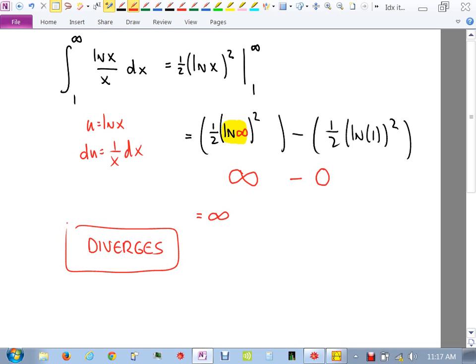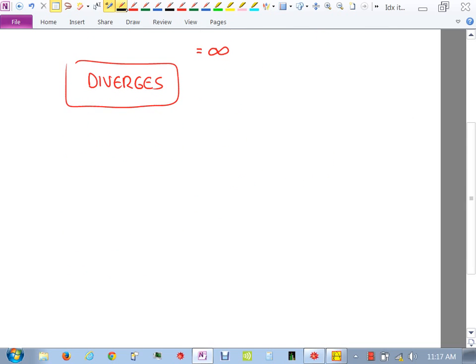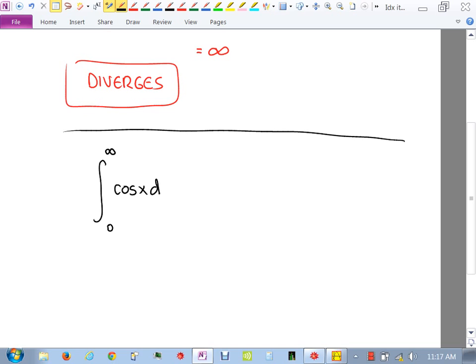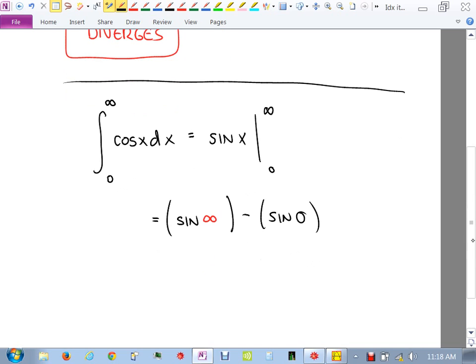You can have divergence without it being infinite. And that would be if the limit just doesn't exist. An example of divergence which doesn't go to infinity would be this. What's the integral from, let's say, 0 to infinity of cosine x dx? Well, the antiderivative of cosine is what? Sine. And now I'm going to go from 0 to infinity. If I plug in infinity, I get sine of infinity, right? And then minus sine of 0. Sine of 0 is 0.